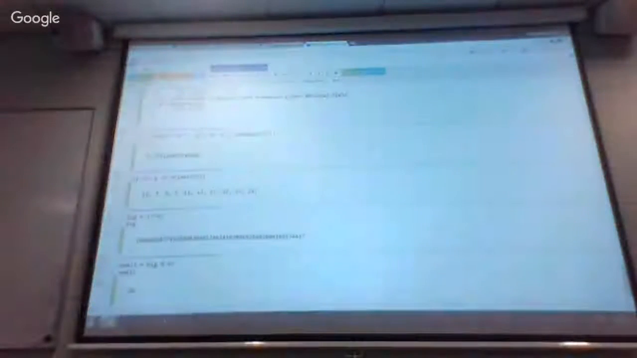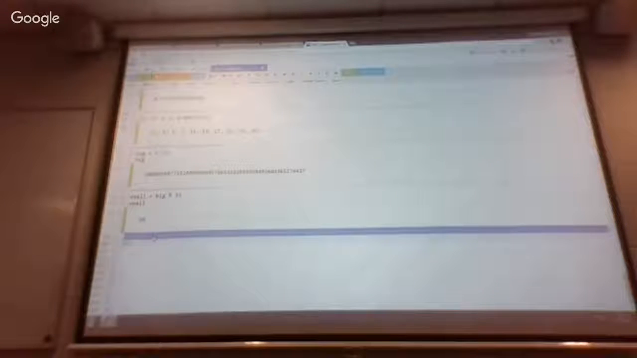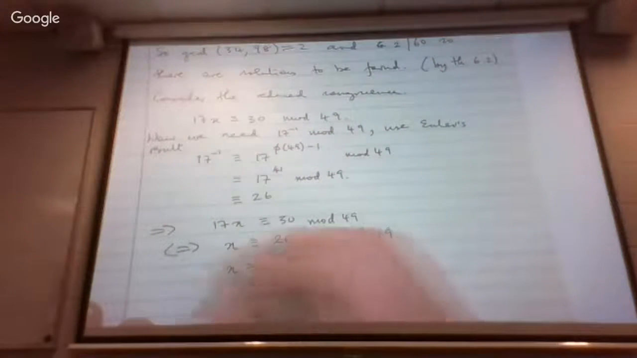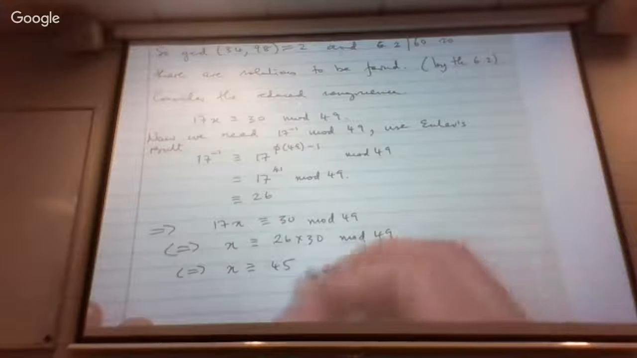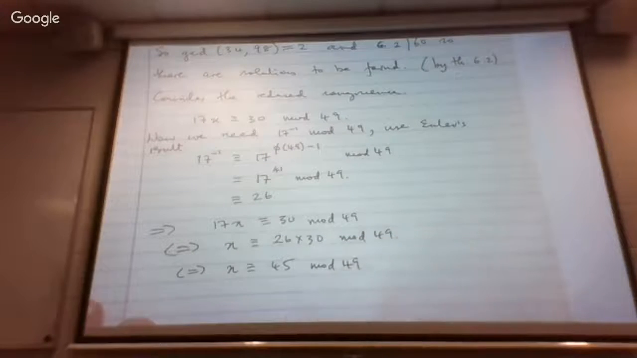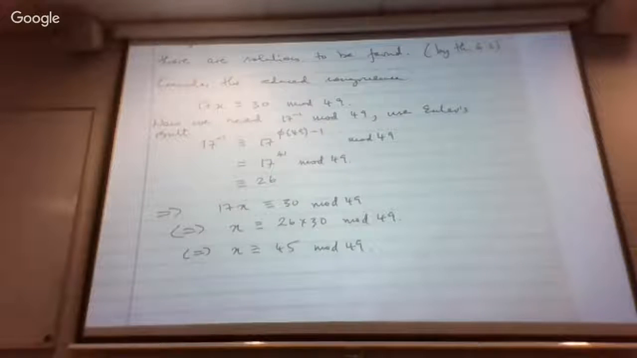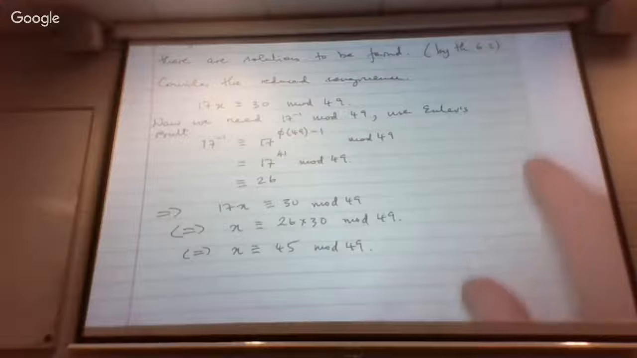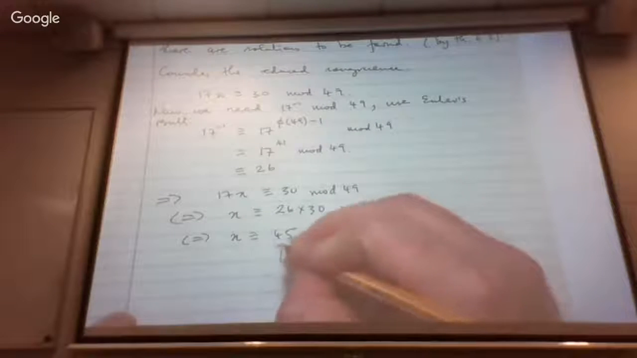Okay, so let's do 26 times 30 modulo 49. 45. It's 45, or on 49 that's minus 4. That might have been easier to see if we had been looking for it. Okay, so that's our t that we're going to feed into the language of the results.